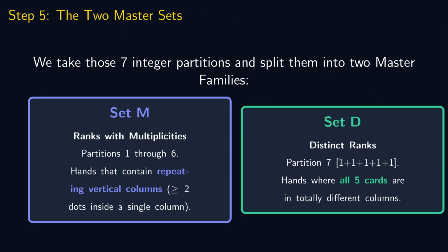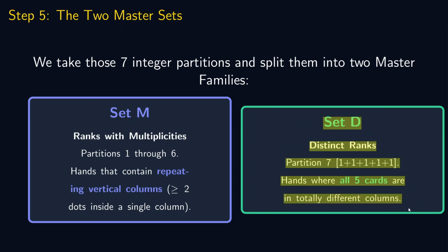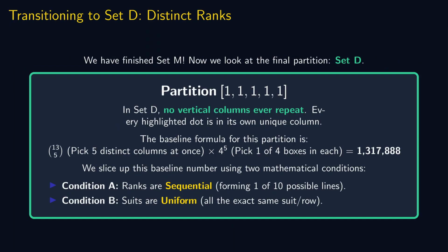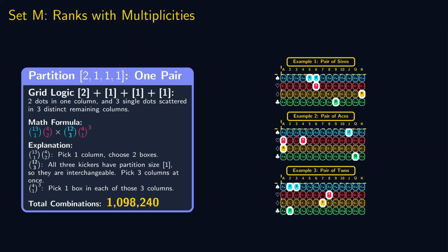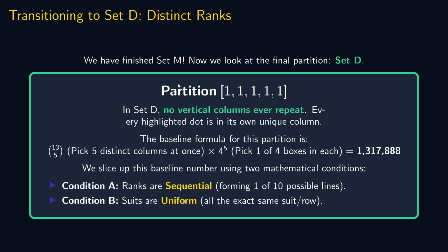This is the 7th and final partition, written as 1 plus 1 plus 1 plus 1 plus 1. Every dot in its own unique column. No column is ever shared. No rank ever repeats. In the grid, a set D hand always highlights exactly 5 separate columns, with 1 dot in each. The 5 dots are scattered across the grid, sometimes in the same row, sometimes in different rows, but always in 5 completely different columns.